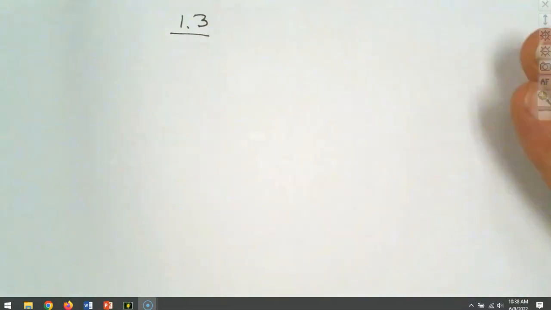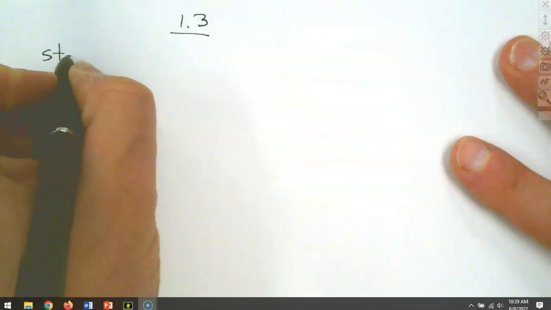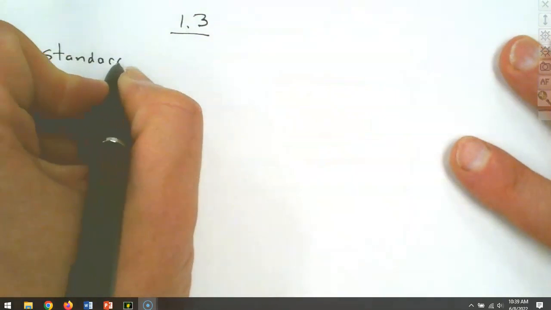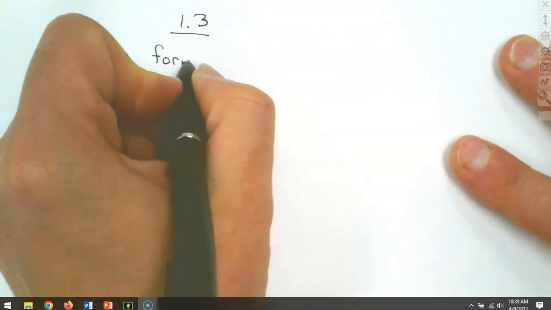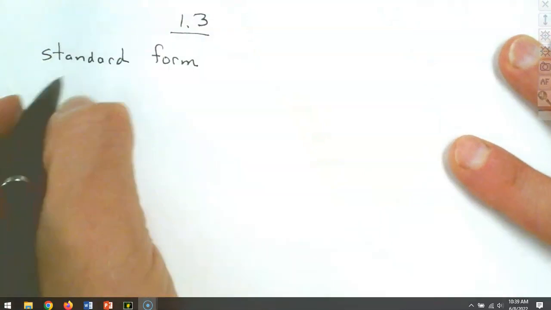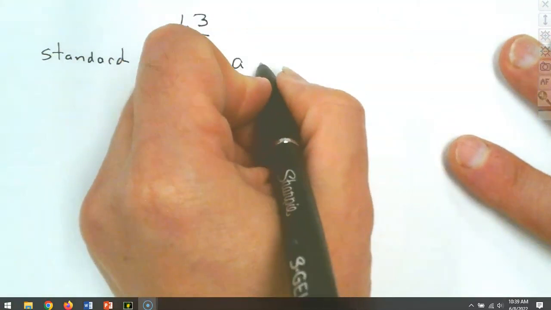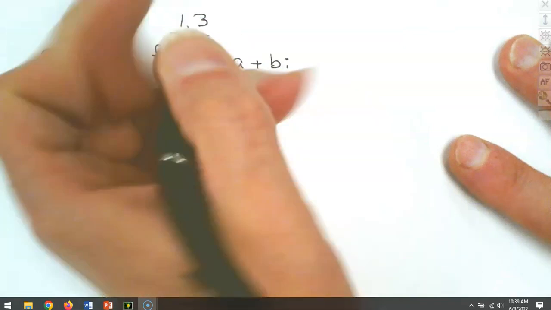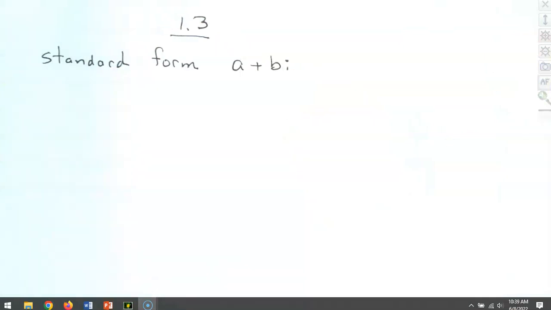So we're going to go ahead now and look at 1.3. And we're going to talk about standard form of a complex number. And standard form of a complex number is a plus bi. So when we write these, we have to make sure that we separate out the real part from the imaginary part.